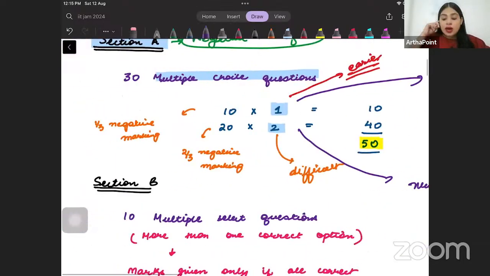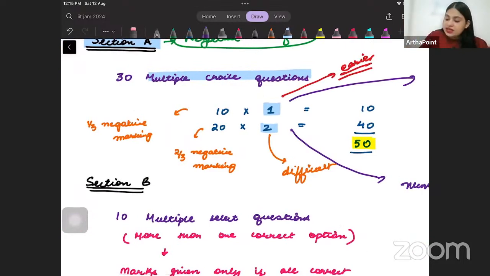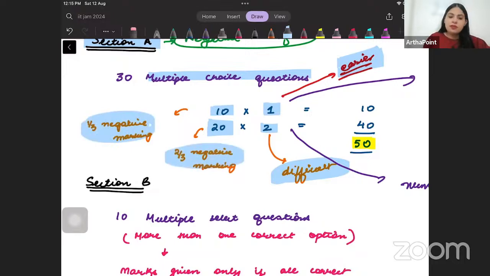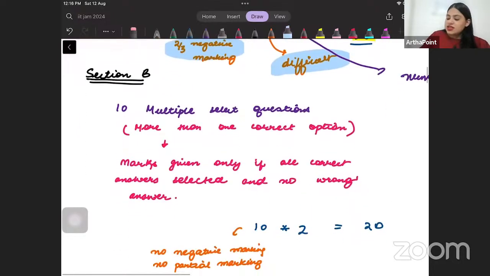So when I talk about these 10 questions, these are comparatively easier and straightforward. When I talk about these 20 questions, these are comparatively difficult. By difficult, I mean these are numerical based, numbers involved honge, but options will be given to you. And this has 1/3 negative marking and this has 2/3 of the negative marking. But next, let's talk about section B.